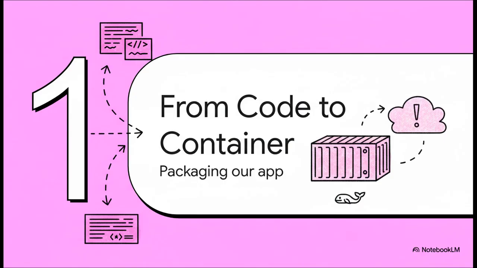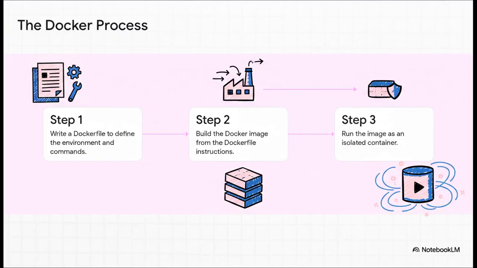Okay, so first things first. We've got our code, our front end, our back end, and the plan is to wrap it all up nicely in a Docker container. Sounds easy enough, right? Famous last words, maybe? You know the drill. You write a Dockerfile, that's your recipe. Then you build a Docker image from that recipe. And finally, you run the container. 1, 2, 3. Super simple on the surface.